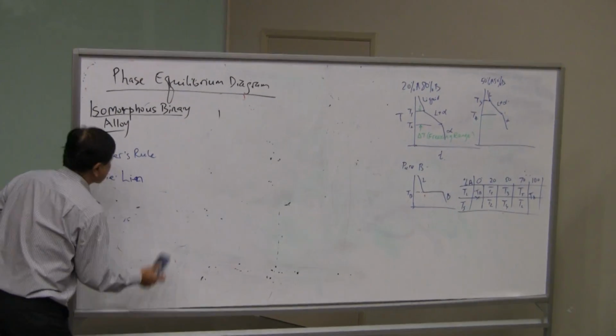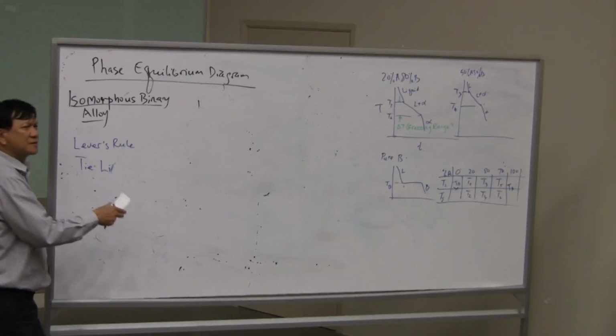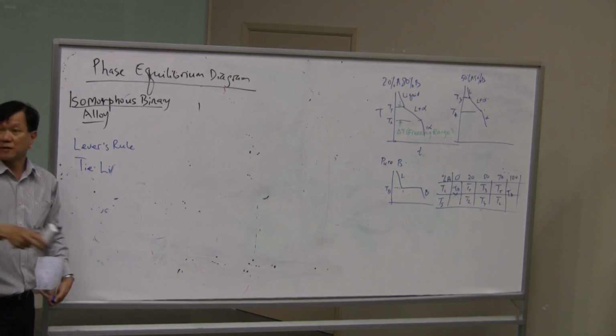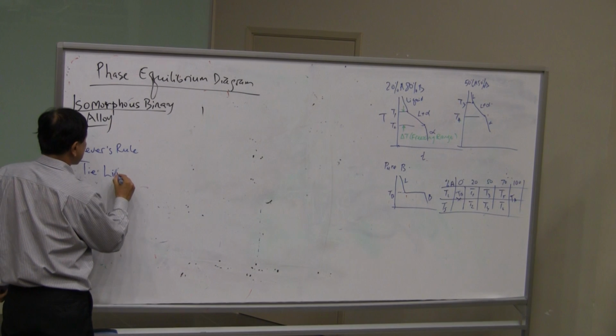The timeline is for what? Can I hear from you? Timeline is to determine what? Composition of the liquid and the solid. So this is the timeline.